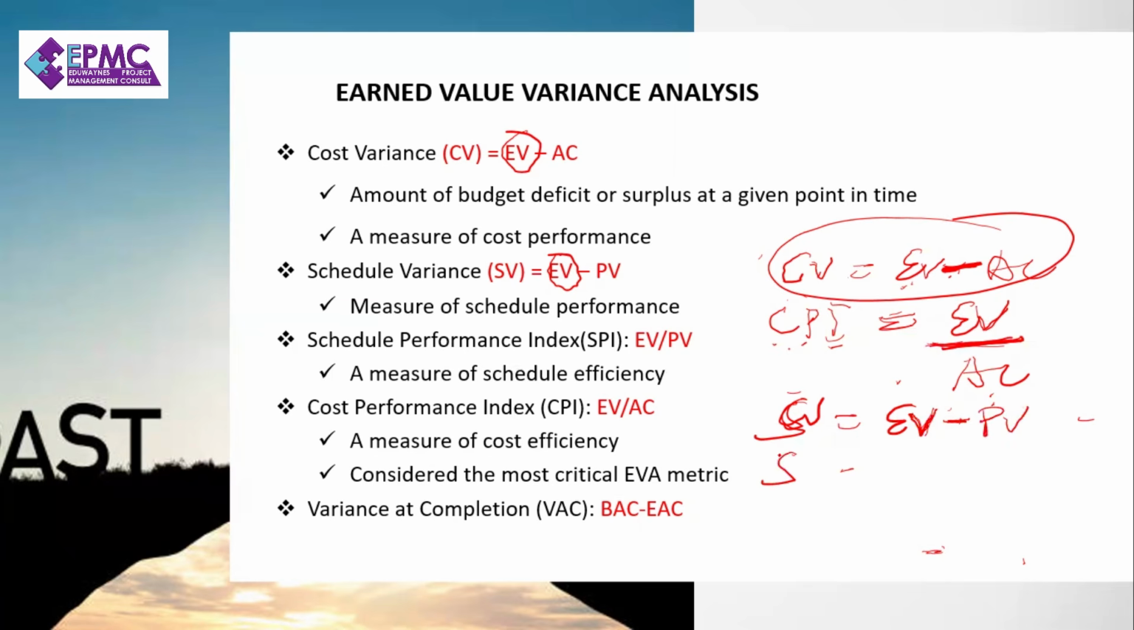So if you want to turn this into an index, a ratio, if you want EV, divide. EV over PV. Great. EV over PV, yeah, that's it. So if I should remember this, this should come.